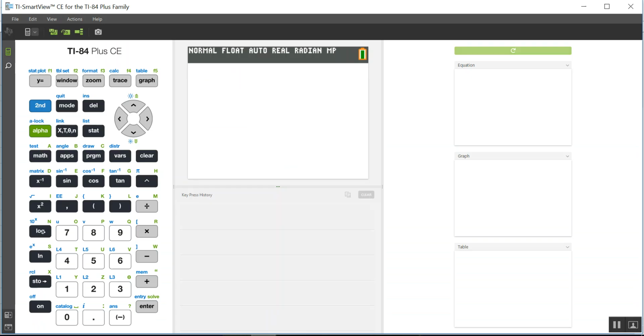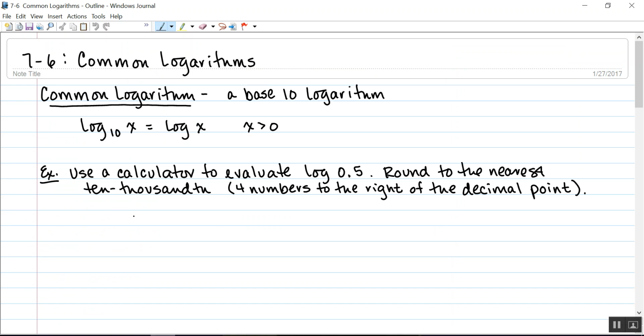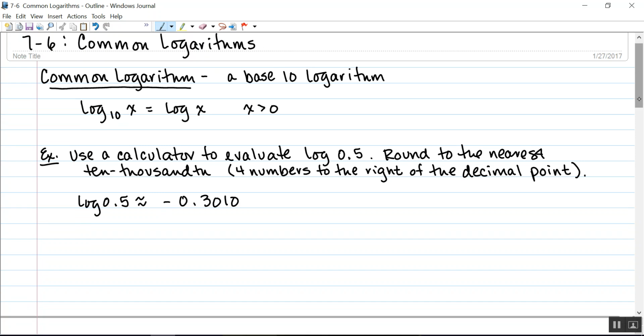Okay, so right here is the log button, so I just push log and then 0.5 and hit enter, and there's my value. It says rounded to the nearest 10,000th, so that's 4 digits, so that's going to be a negative 0.3010. So log of 0.5 is approximately equal to negative 0.3010. Okay, so really straightforward. Just use that log button on your calculator.